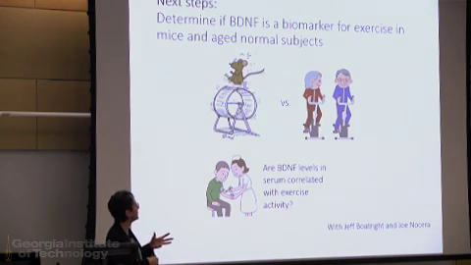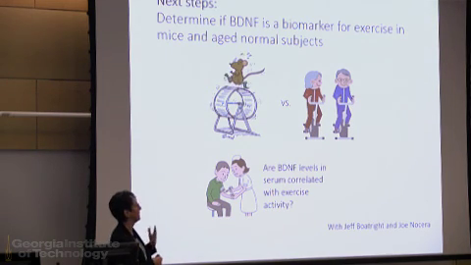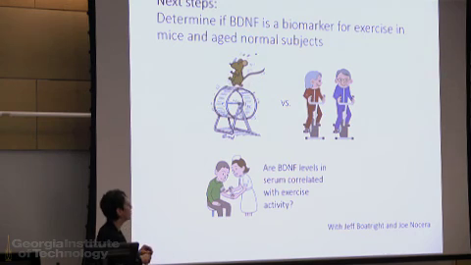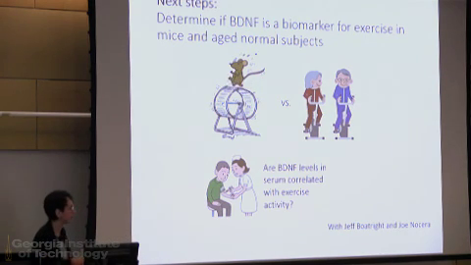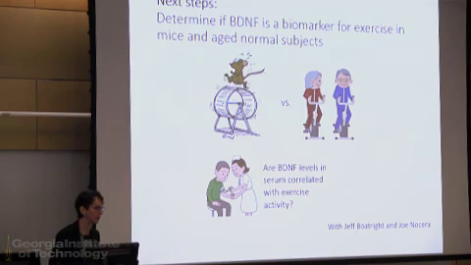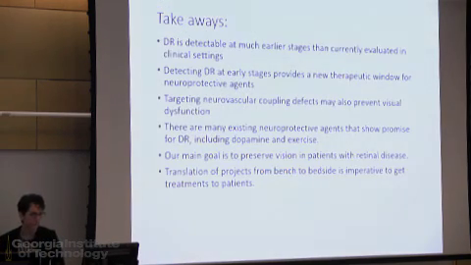And so in order to try to look at the benefits of exercise, we're looking for a biomarker. And so our biomarker is BDNF levels in the serum, and we want to know whether that's correlated with exercise activity. And so we're comparing BDNF levels in our animal experiments with BDNF levels in humans that are exercising to see if we can find some correlations that might be beneficial.